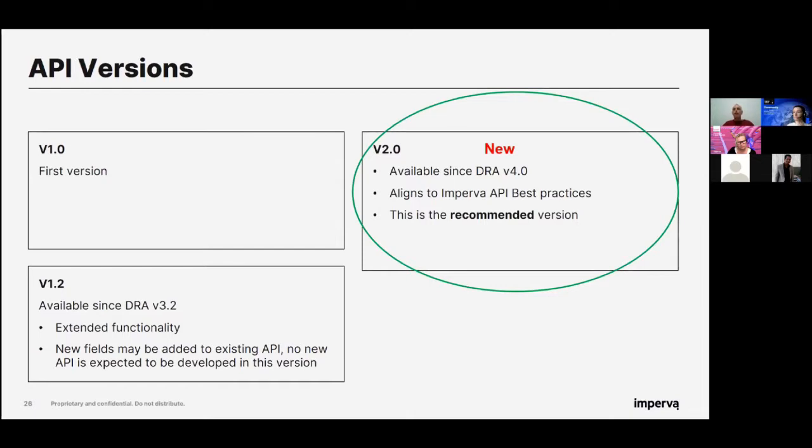So if you have not started to develop your APIs, I would suggest that before you do that, you upgrade to DRA version 4.0 and start using V2 and not V1 and not V1.2. If you look at the documentation, you will see that the APIs for V1.2 and V2.0 are the same, but V2 has more things. And in the future, we will probably use V2 or enhancements of V2. So start using V2 and not the previous APIs.